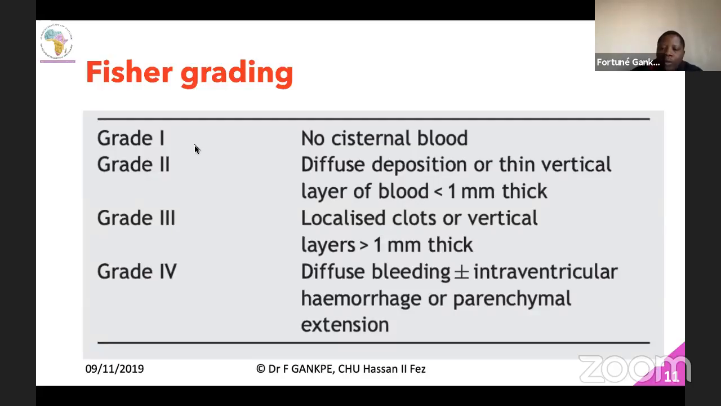When we perform the CT scan, we should grade the patient according to the Fisher grading. On this slide, you can see the different grades. Grade 1 means no subarachnoid blood. Grade 2, diffuse deposition or thin vertical layer of blood. Grade 3, localized clot or vertical layer more than 1 millimeter thick. Grade 4, diffuse bleeding with or without intraventricular hemorrhage or parenchymal extension.